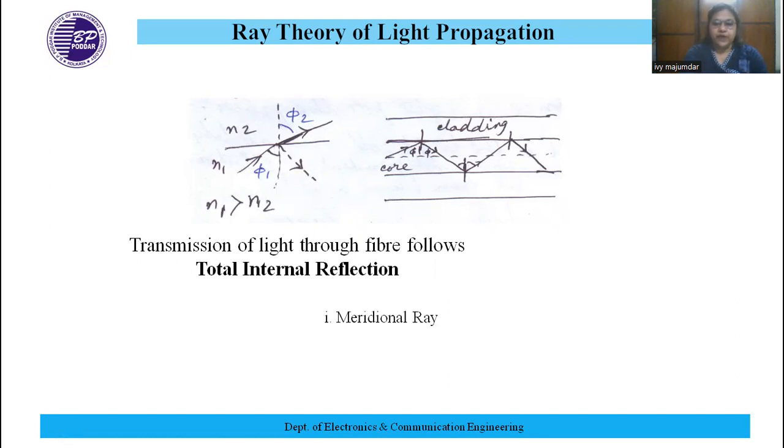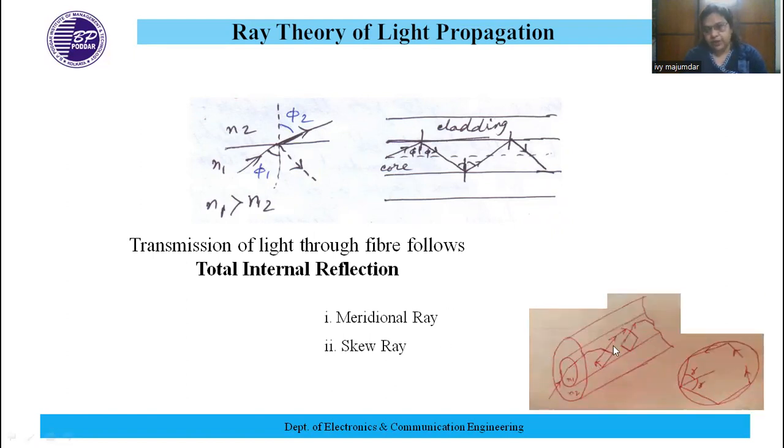Now, there are two types of ray: meridional ray that will cross the axis of the core, as we can see here. Another one is skew ray that will never cross the axis of the core. It will follow helical path and it will be reflected from the surface of the core.